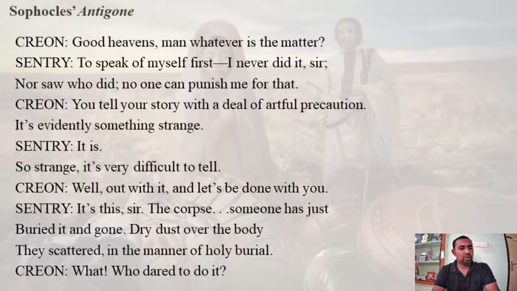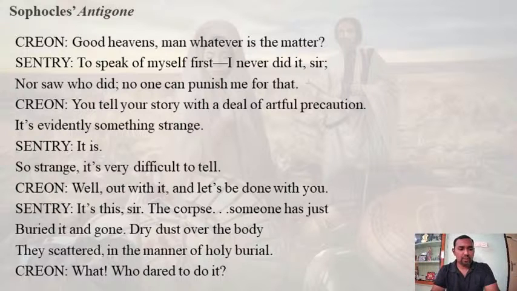Creon. Good heavens, man, whatever is the matter? Sentry. To speak of myself first, I never did it. So he's taking an anticipatory bail. He says that it's not I who committed the act, nor do I know who did it. And I also did not see who committed the act. No one can punish me for that. So it's like he's trying to take some sort of anticipatory bail.